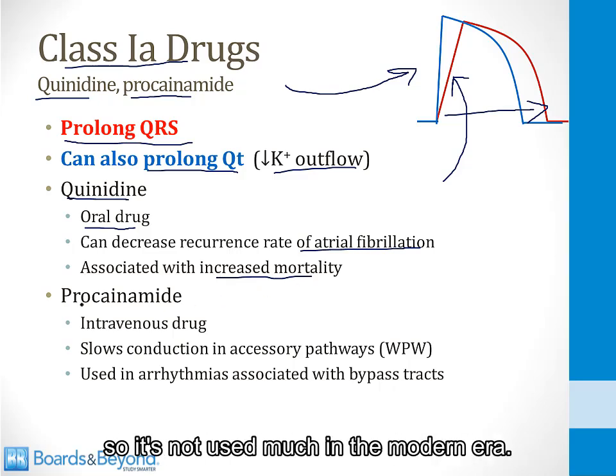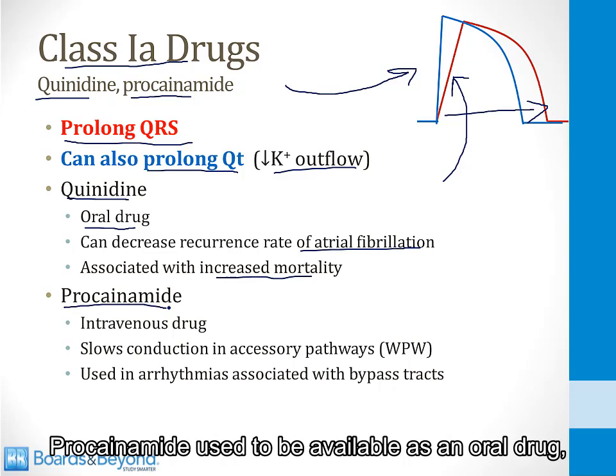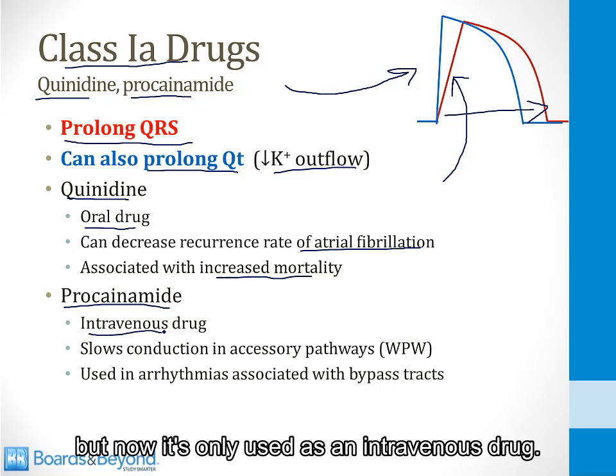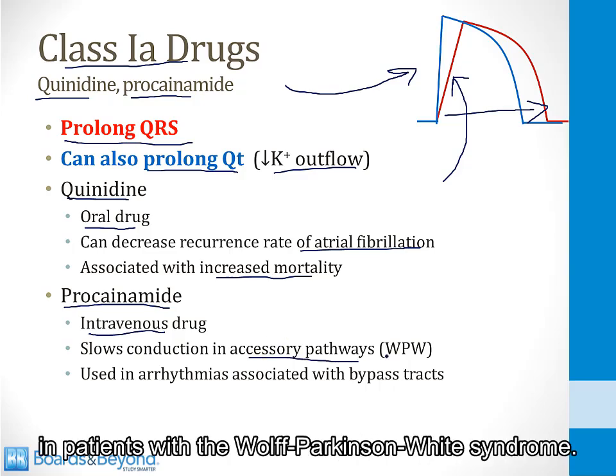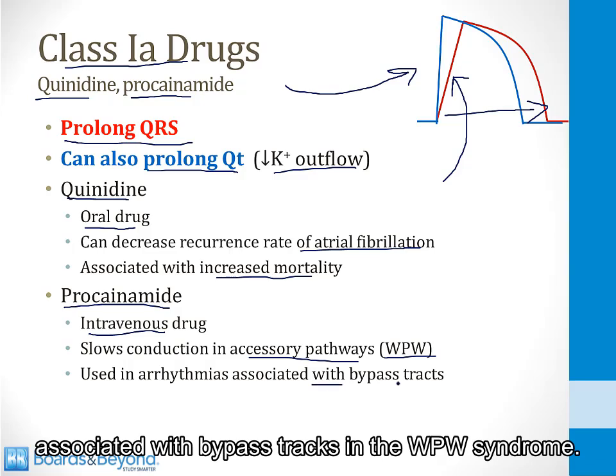Procainamide used to be available as an oral drug, but now it's only used as an intravenous drug. Its main use is that it slows conduction in accessory pathways in patients with the Wolff-Parkinson-White syndrome, so it can be used in arrhythmias associated with bypass tracts and the WPW syndrome.